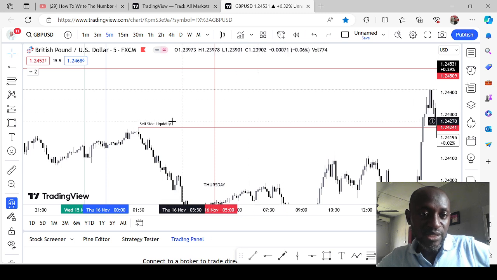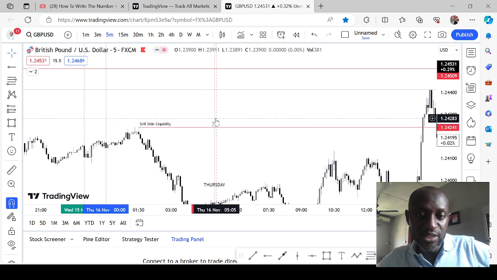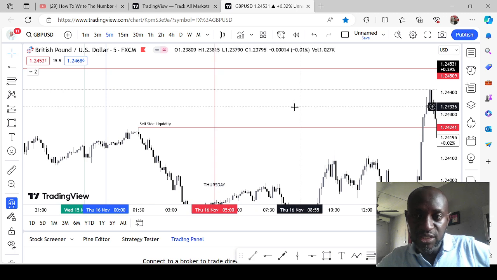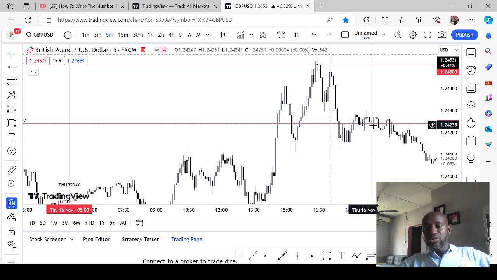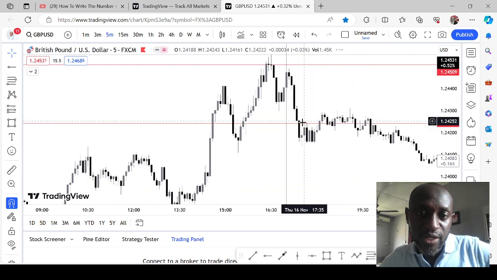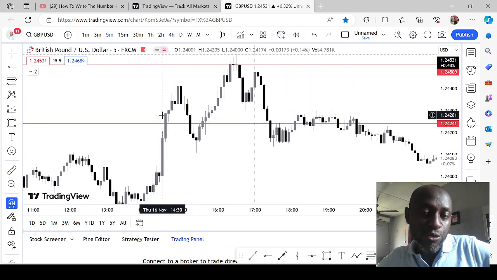No, this is where we enter the market. This is your side looking at the market. Price came. What did price do? What did price do here? You can see price broke above this liquidity.